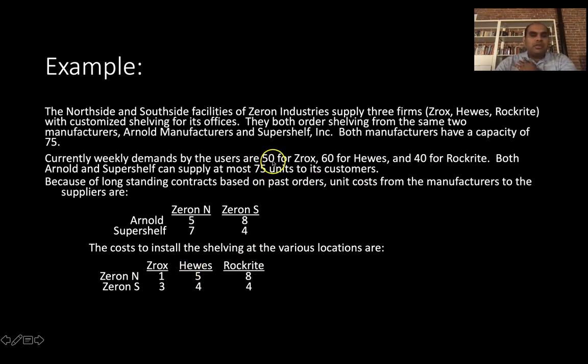One thing you'll notice is that the total demand is 50 plus 60 plus 40, that's 150. The total supply is 75 plus 75, which is 150 also. Total supply is equal to total demand, and this is called a balanced supply chain. It's very rare that you come across a balanced supply chain, but this is an example of one. So when you have a transshipment problem like this, how do you formulate the problem in Excel and how do you solve it?